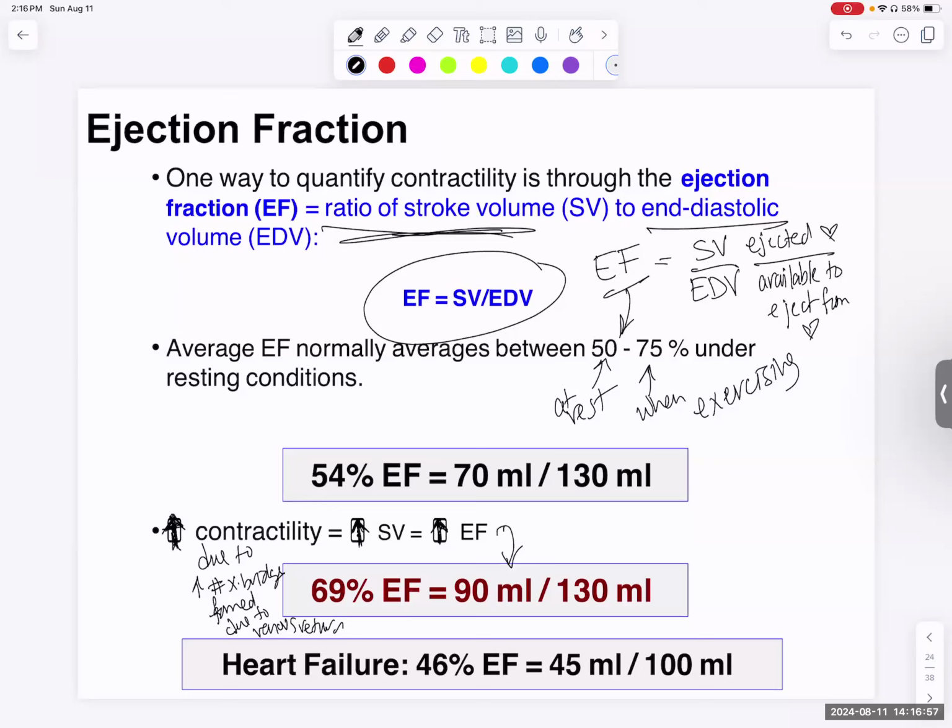If your heart muscle has died, you've had heart attacks, myocardial infarctions, those muscle cells no longer contract. That's going to lead to a decrease in ejection fraction because you don't have those sarcomeres anymore. So you can't produce any force and you're not going to be able to have a very high stroke volume or end diastolic volume. And so your heart is not acting effectively as a pump.